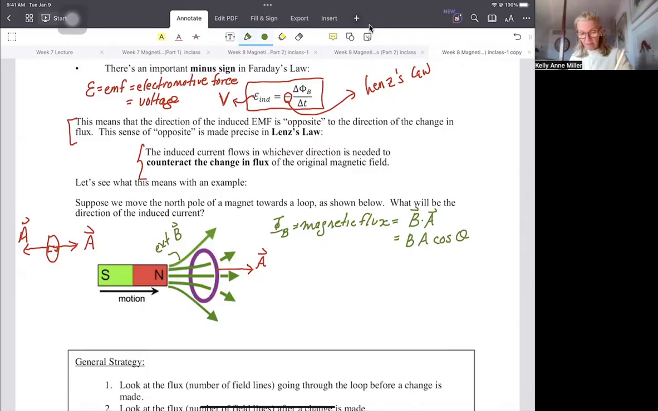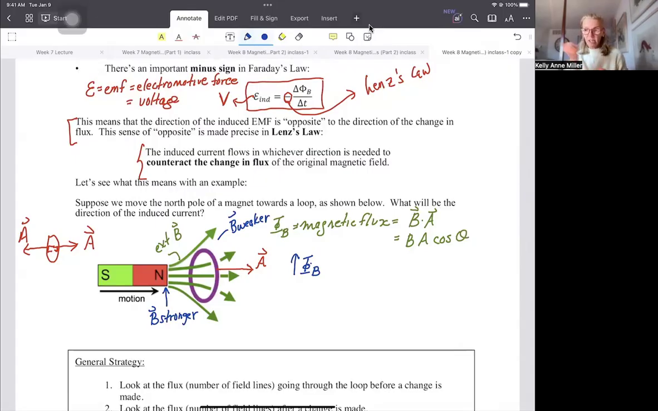Okay, so in this case, let me change color. In this case, the North Pole is getting closer to the loop. And so the flux, the B field is, remember, going to be stronger here than like here, right? The B field is weaker here. So by moving the magnet closer to the loop, we are increasing the flux. Okay, so the flux is increasing.